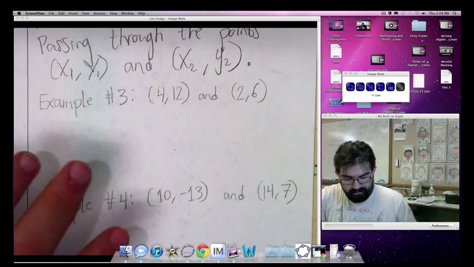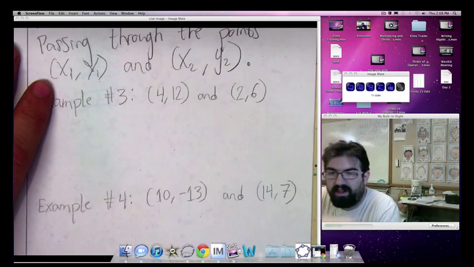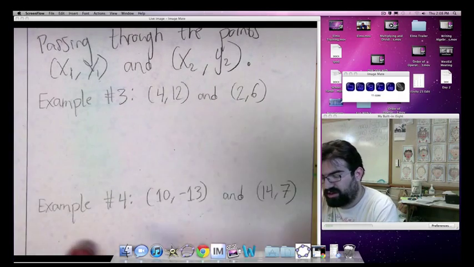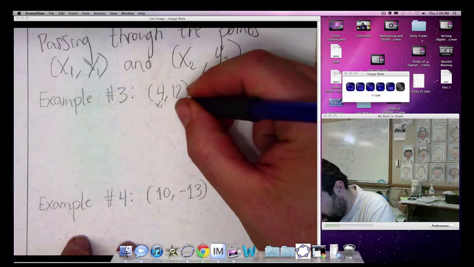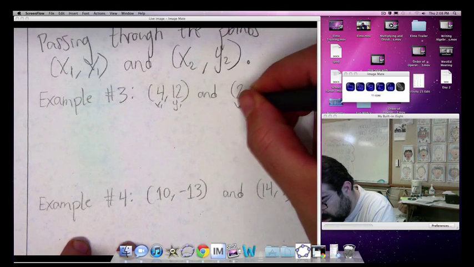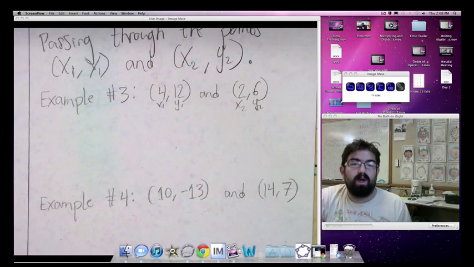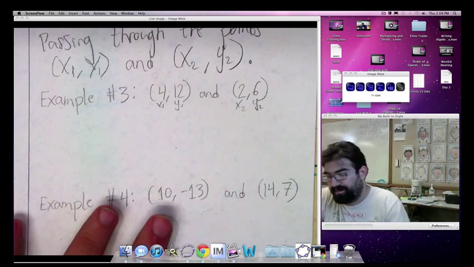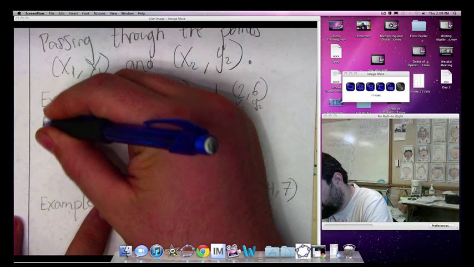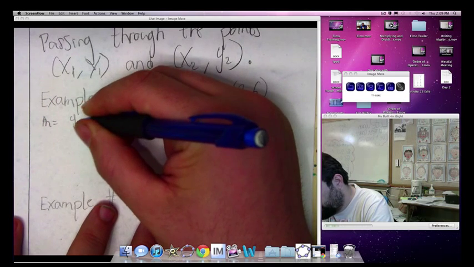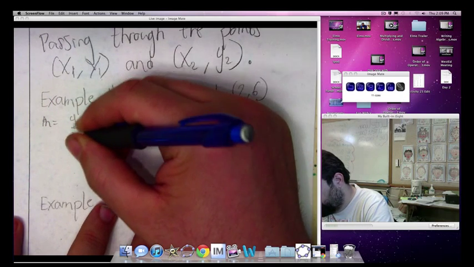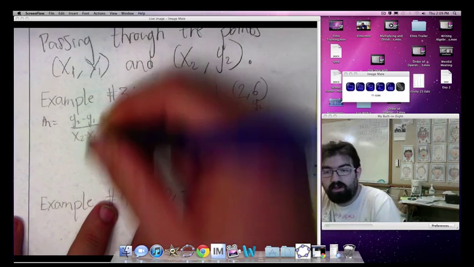Example number 3. If I have the points 4, 12, and 2, 6. So I'm just going to real quick label this x1, this is y1. This is x2, this is y2. And that's a great idea to do because that'll help you so much if you label it right now. The equation is m equals y2 minus y1 divided by x2 minus x1. You start with that.